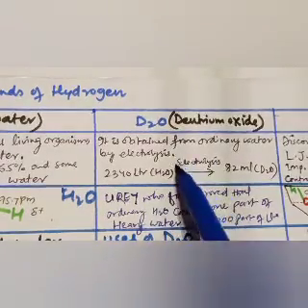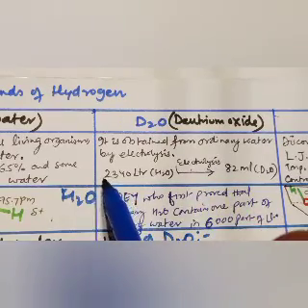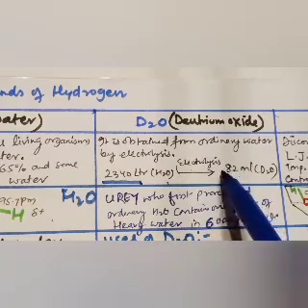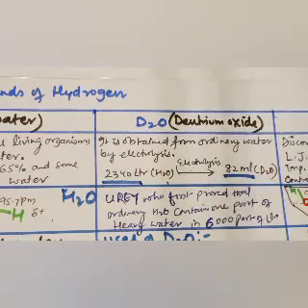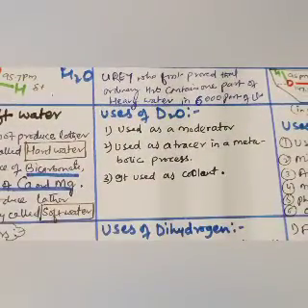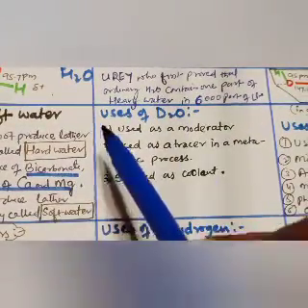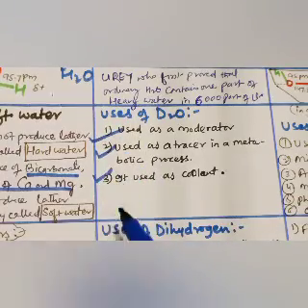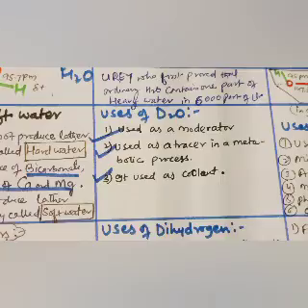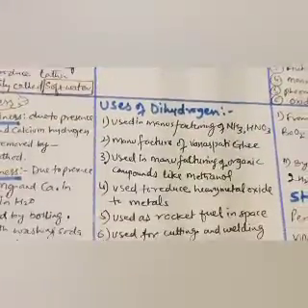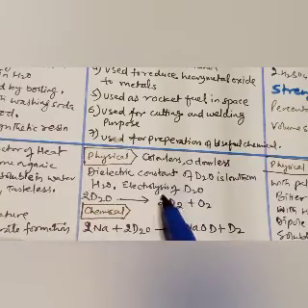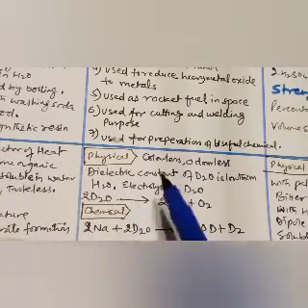When we continuously electrolyze, suppose 2,340 liters of normal water is electrolyzed, it will give us at least 82 ml of deuterium oxide. Okay, so there are some uses of deuterium oxide. It is used as a moderator, as a tracer in metabolic processes, and as a coolant also. If we talk about the physical property, it is colorless, odorless, with a dielectric constant which is lower than water.